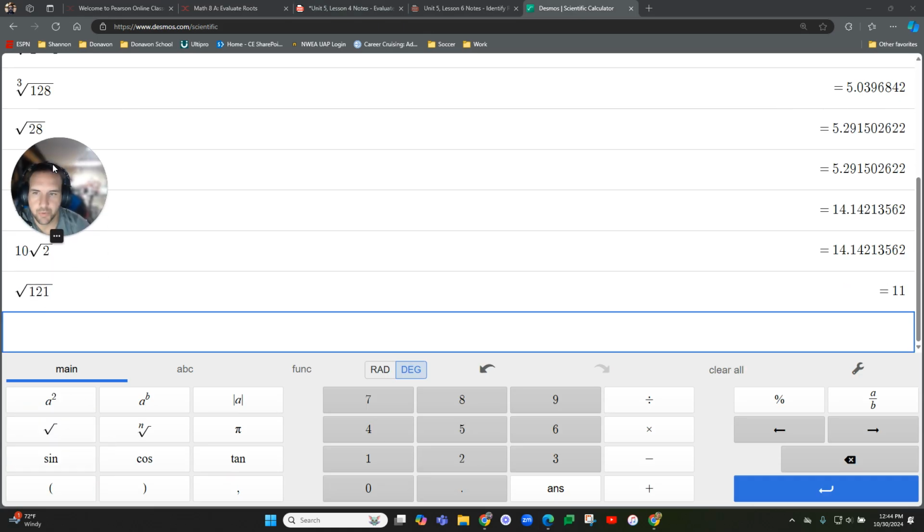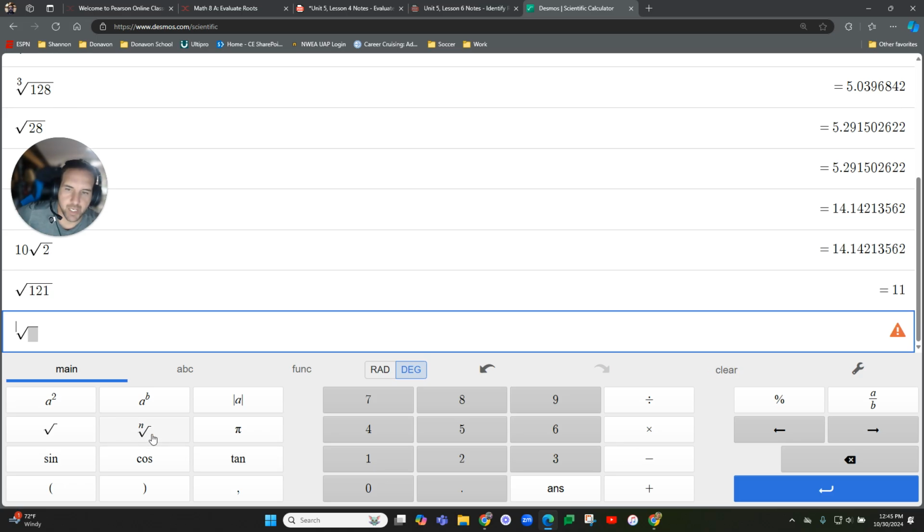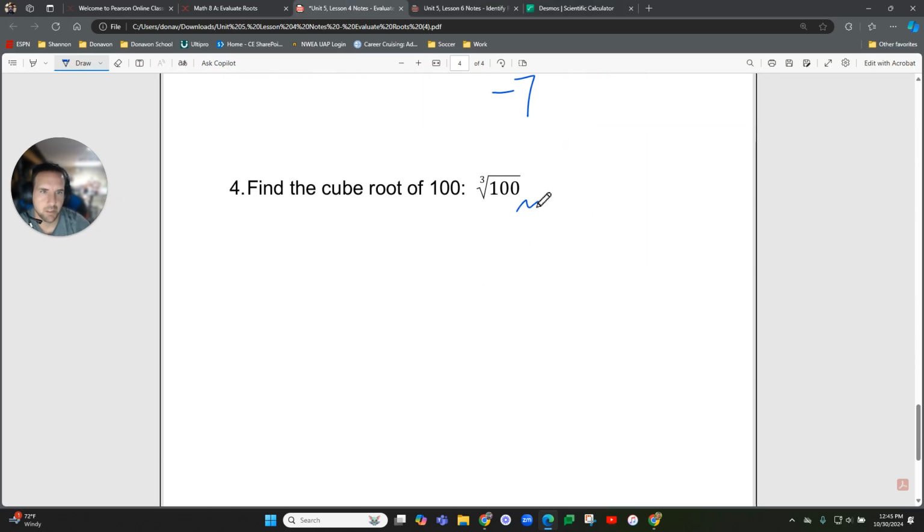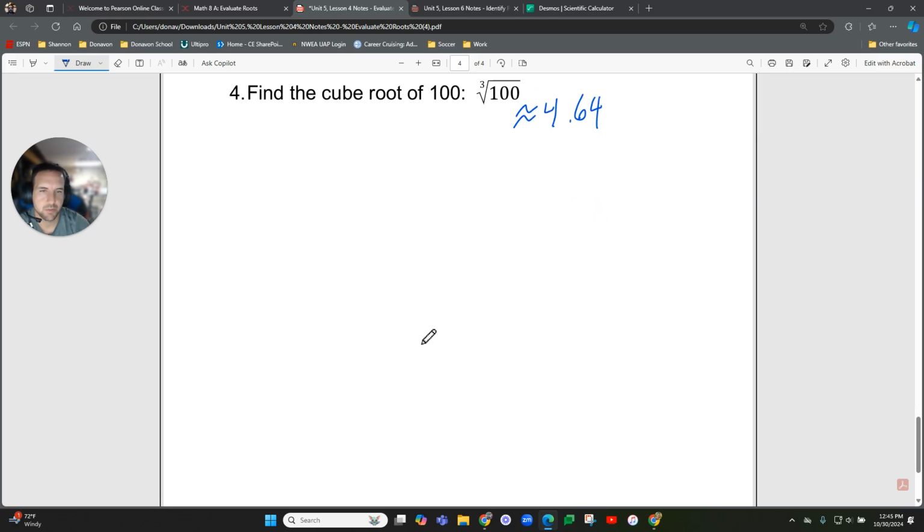To find the cube root, we're going to use this button right here. This is square root, for any time it's just a square root. But we don't want that. We want a cube root. So we're going to hit this button, the n with the root symbol, and then we're going to change the index. Again, the index is what root we're using. So this is a third root or a cube root, and then we're doing the cube root of 100. And so we're going to approximate it to be 4.64, we'll say. It's not exact, but close.